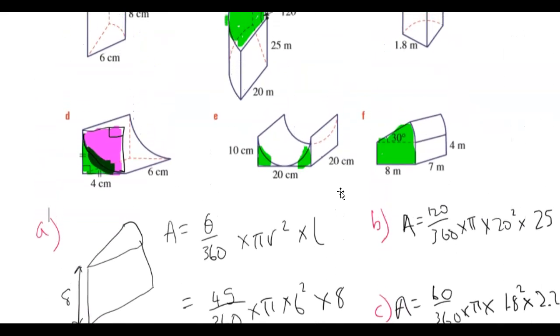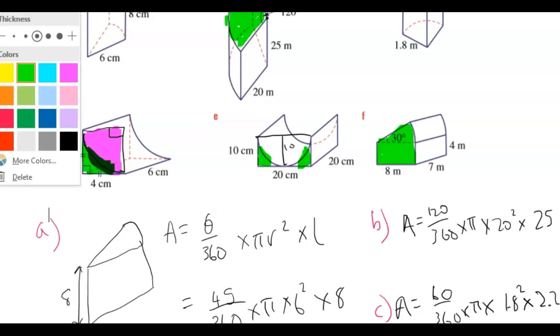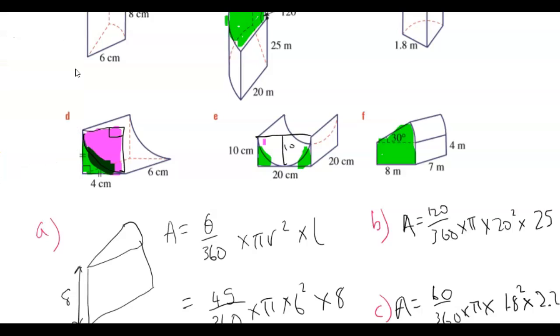Okay, question E. So I might scroll back up so you can see. So this time here, we've got like a half pipe. So I've got my diagram here. The radius of that circle is 10. So this side is 10, this is also 10, and then 10 and 10. So I'm going to find the area of this purple section. It's just half a circle. And then do the same working out.